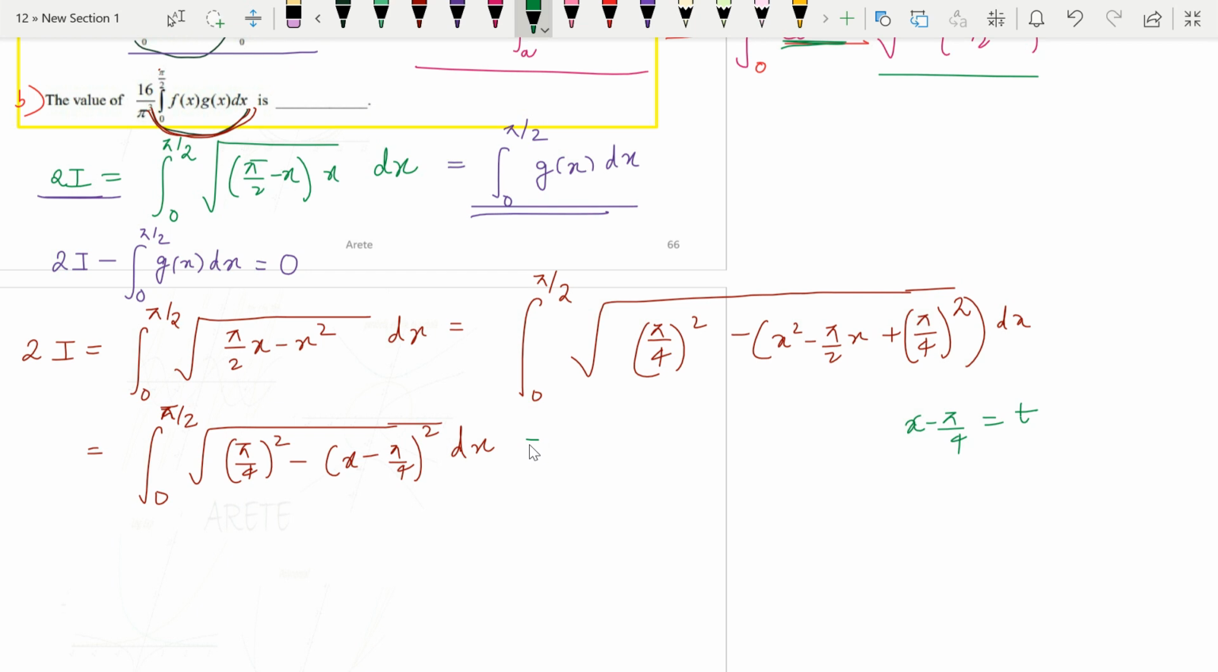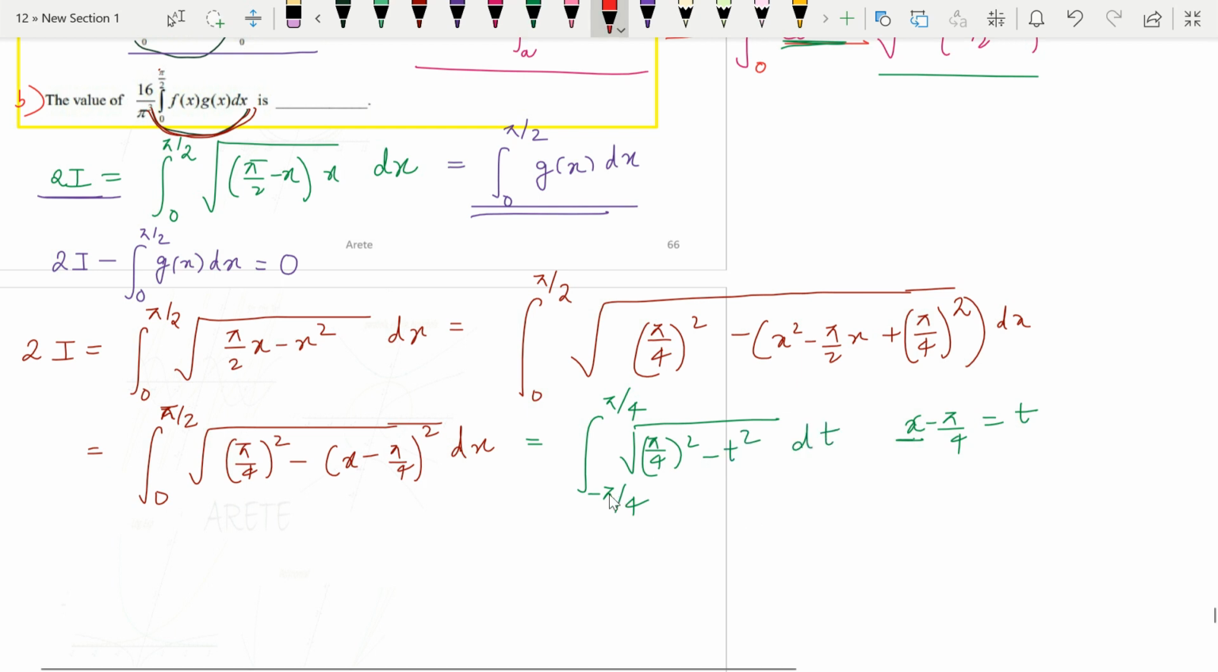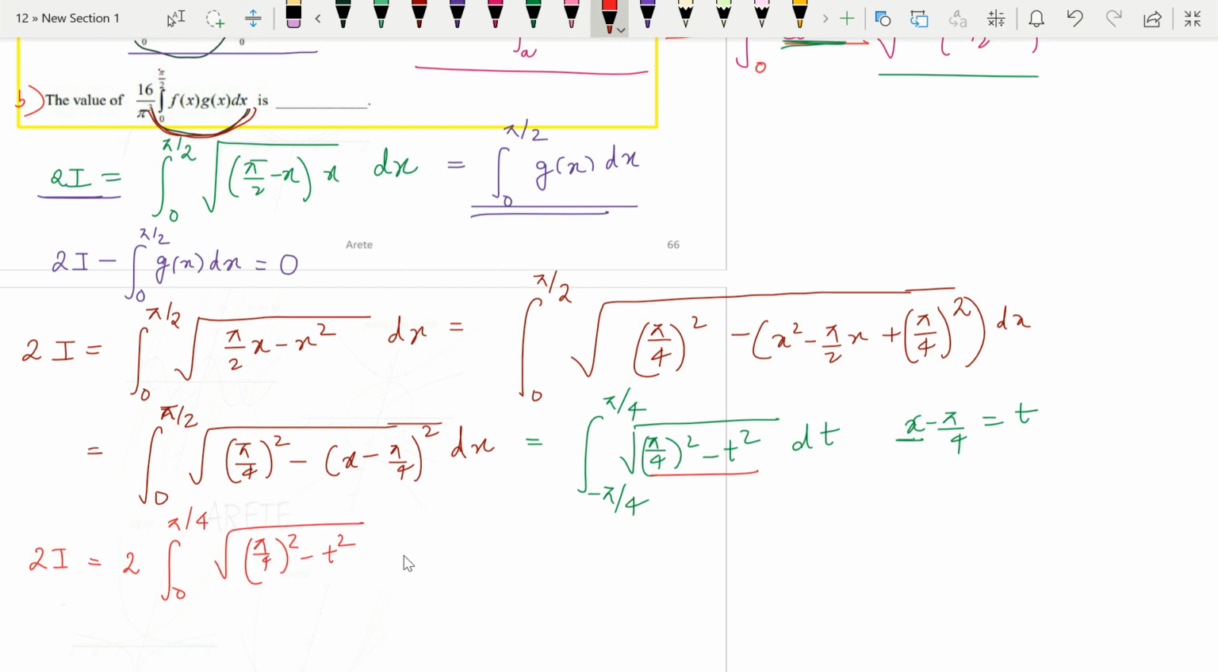So what happens to this if I do that? The limit changes, because when x is 0, my t is minus pi by 4. When x is pi by 2, then pi by 2 minus pi by 4 is pi by 4. That's the limit for t. And inside the under root, you have pi by 4 whole square minus t square dt. A little more simplification, because this is an even function of t, so minus a to a becomes 2 times 0 to a. So my 2I is 2 times the integral from 0 to pi by 4 of under root a square minus t square dt. The 2 gets cancelled here.